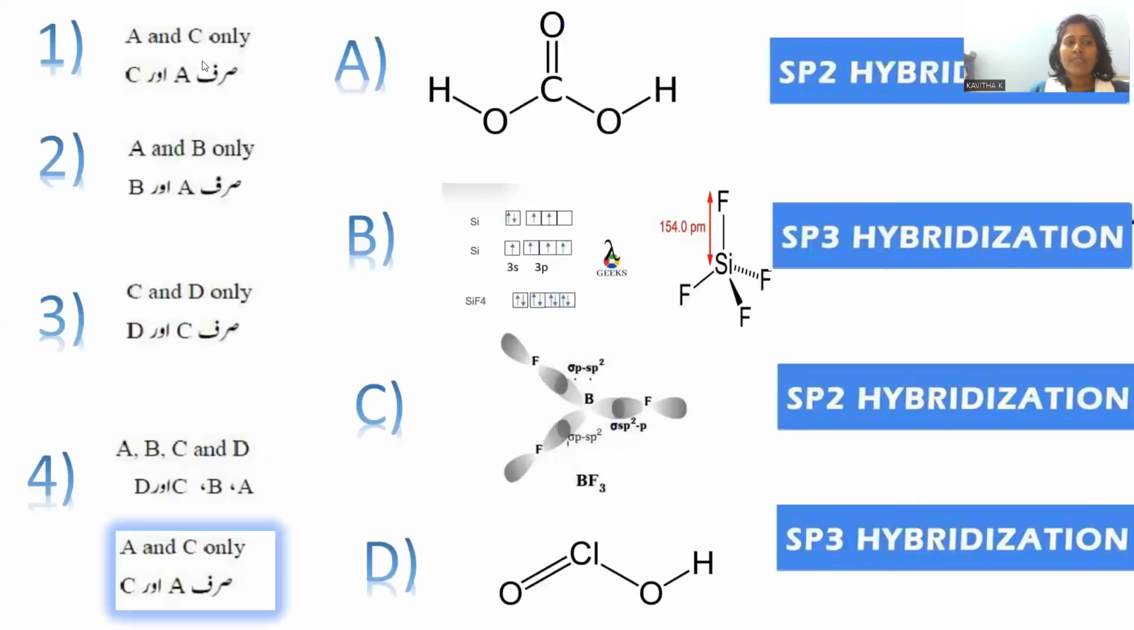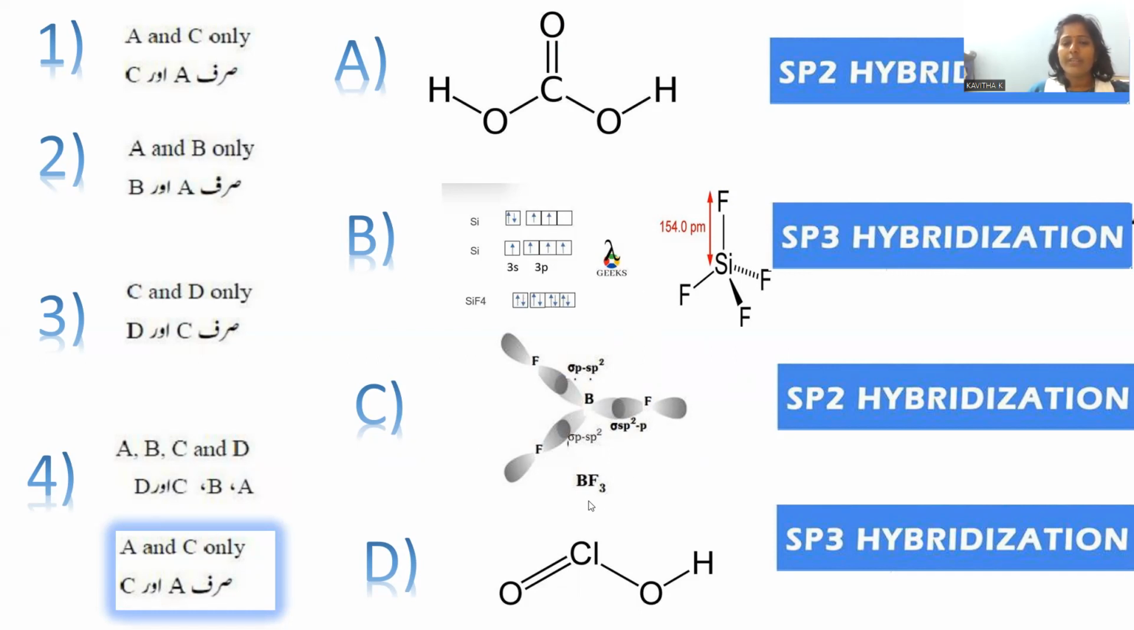Let's find out. If you see option number 1, that is called carbonic acid, it will be represented like this. C double bond O, and OH and OH will be there. Central carbon is having sp2 hybridization. When you go with option number B, which is silicon tetrafluoride, silicon is a member of the carbon family, so it will participate in sp3 hybridization, so tetrahedral geometry will be accorded. sp3 hybridization is not the part of this one.